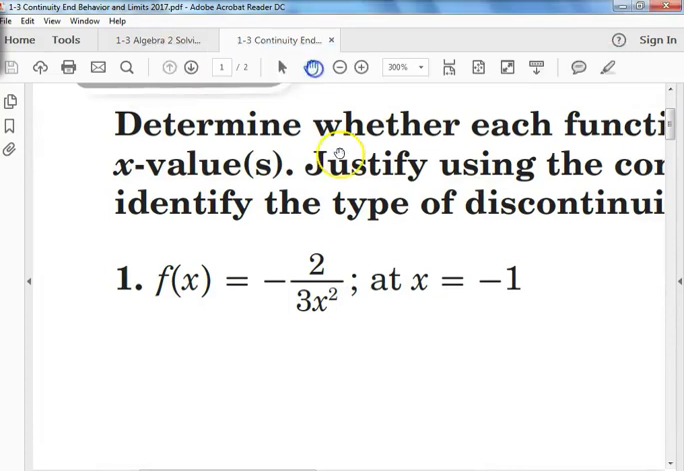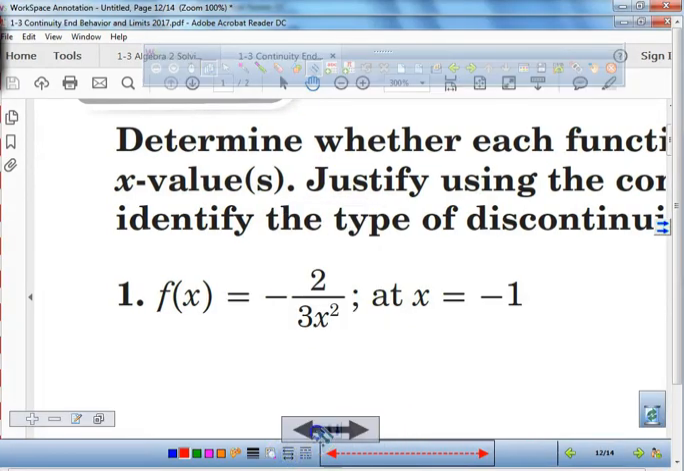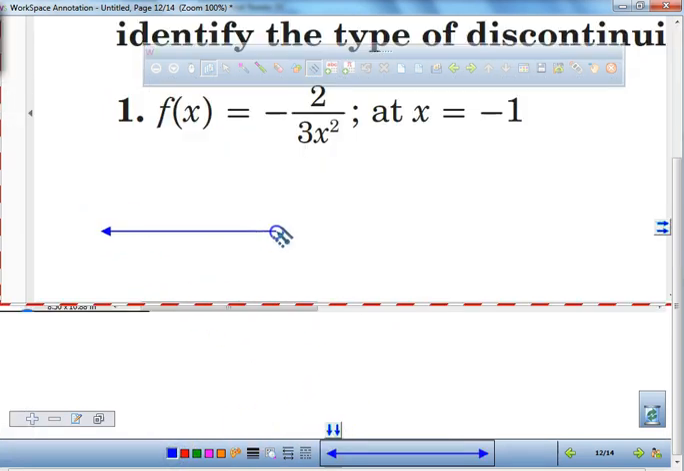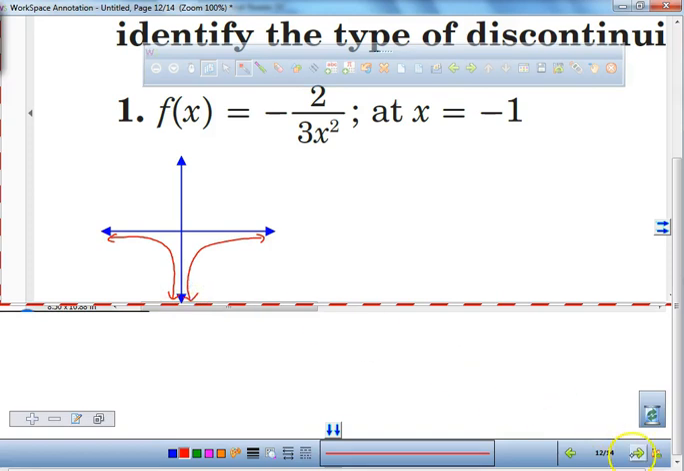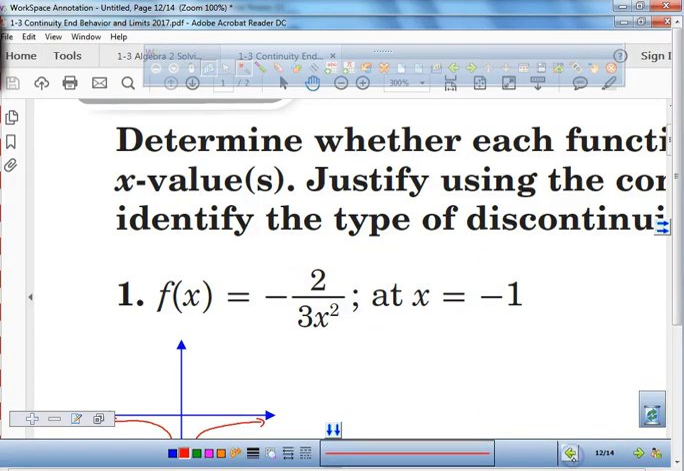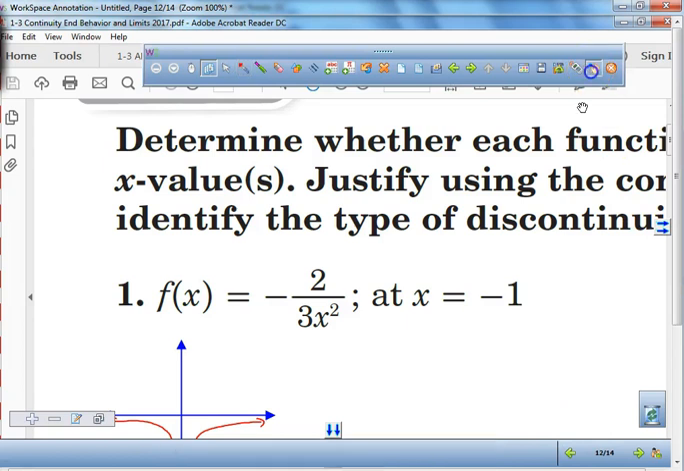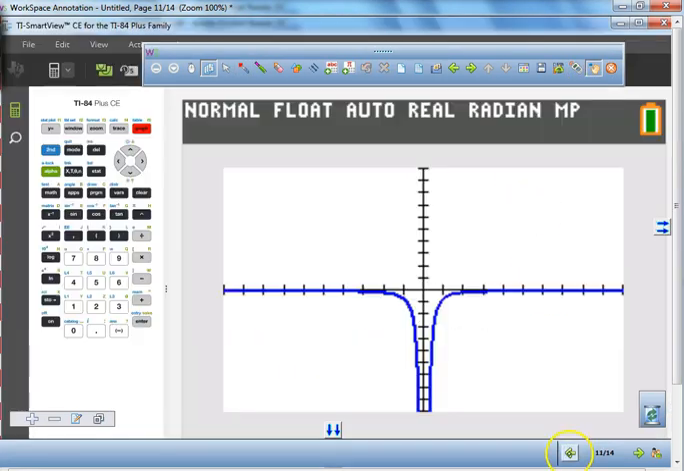on your paper. So right now, just draw a little x-axis and the y-axis. And make a small sketch. Look at your calculator and you'll see your graph. Looks something similar. This right here.